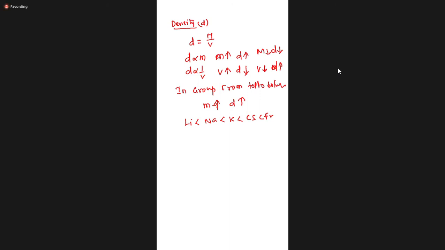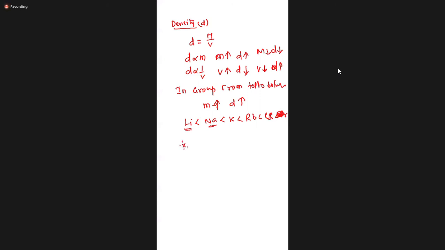Less than rubidium, less than cesium, less than francium. You should leave out this radioactive element. Lithium is less than sodium, is less than potassium, is less than rubidium, is less than cesium. This is the order. Now, what I'm going to tell you here is that an irregularity is there.